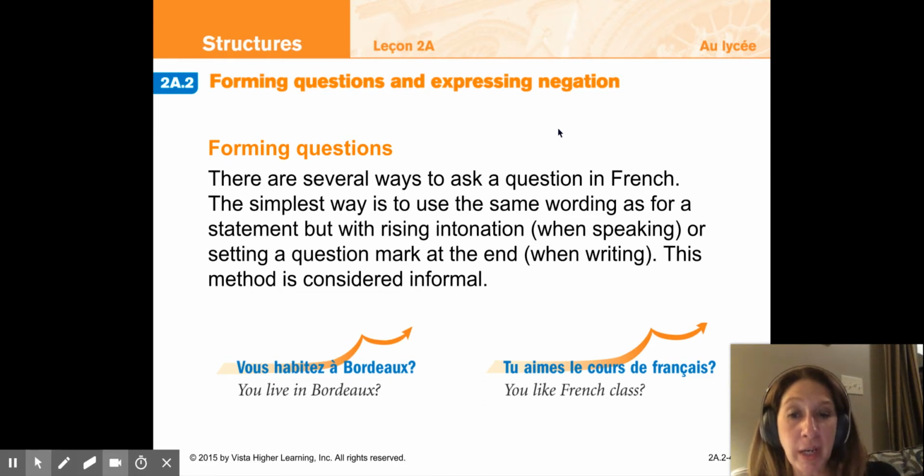So, vous habitez à Bordeaux, you live in Bordeaux. Tu aimes le cours de français. So notice that there's kind of a double dip there. Tu aimes le cours de français. It goes up there.